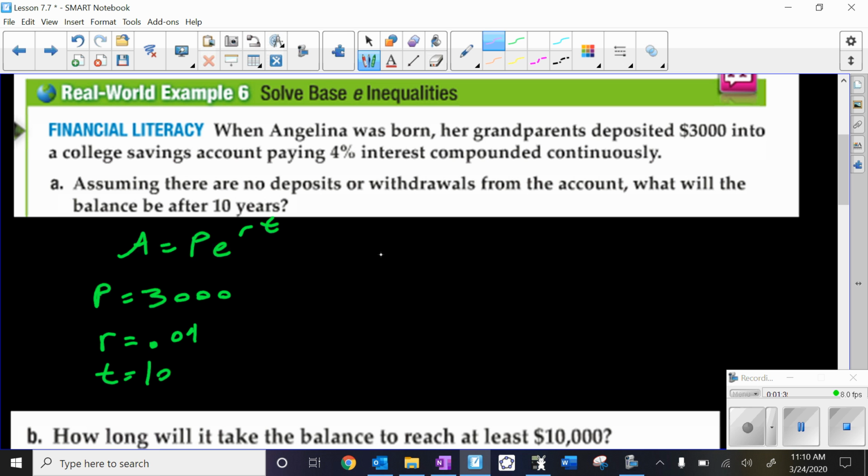We can plug all that in. A equals P, your initial again, so 3,000. e is a number, so it stays in there. Remember, e was approximately 2.718, raised to the 0.04 times 10. This is where you can take out your calculators.